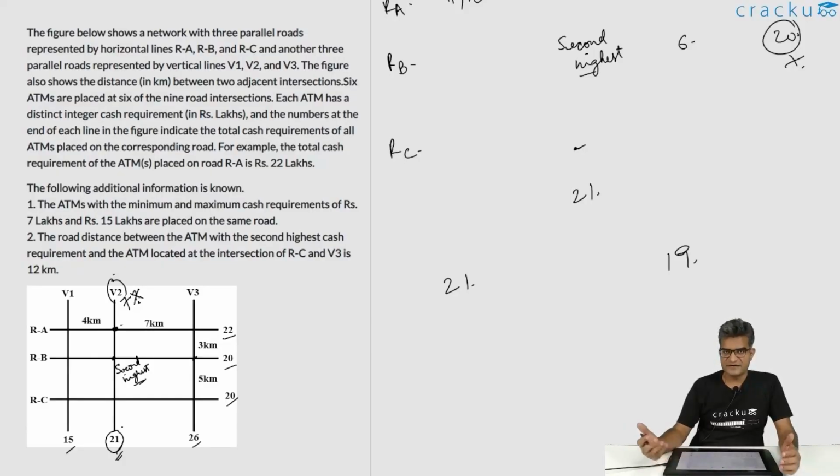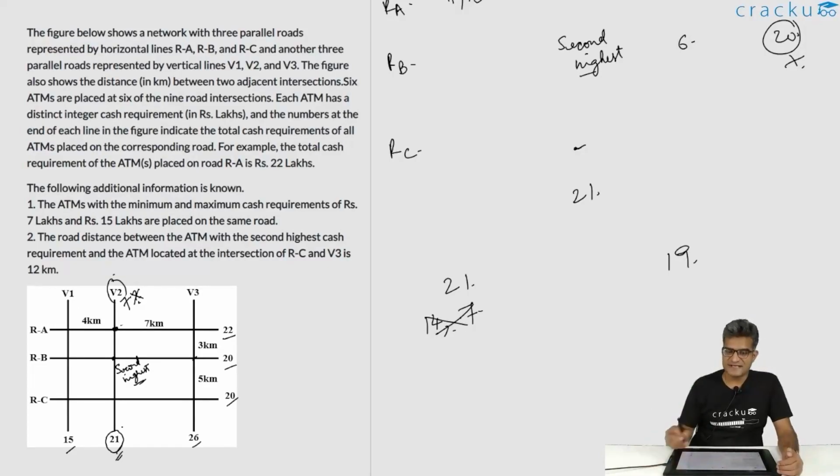The way in which we can get 21 is if the second highest is 14, because remember that the highest is 15. If the second highest is 14, the other number has to be 7. But that is not possible because 7 is already present in RA. So this number over here cannot be equal to 7. So 14 and 7 doesn't happen.